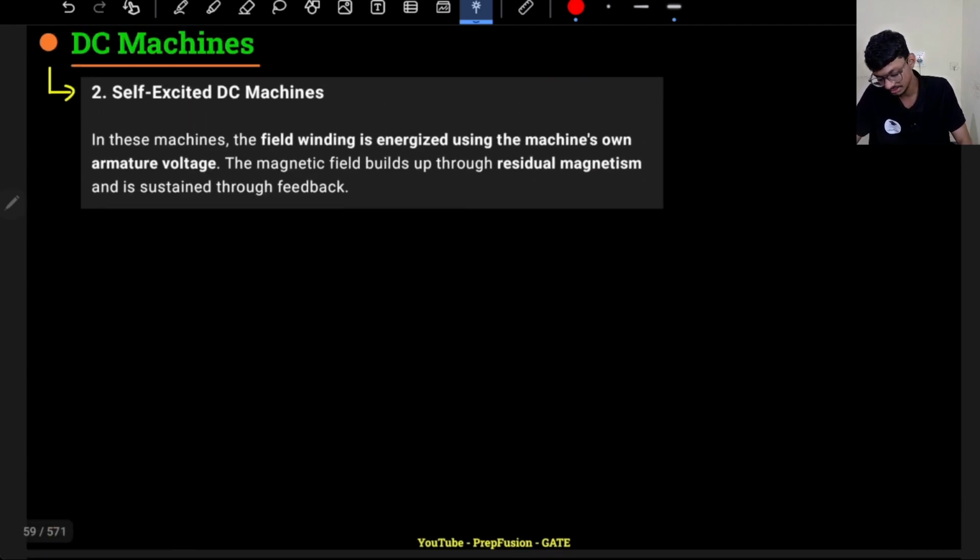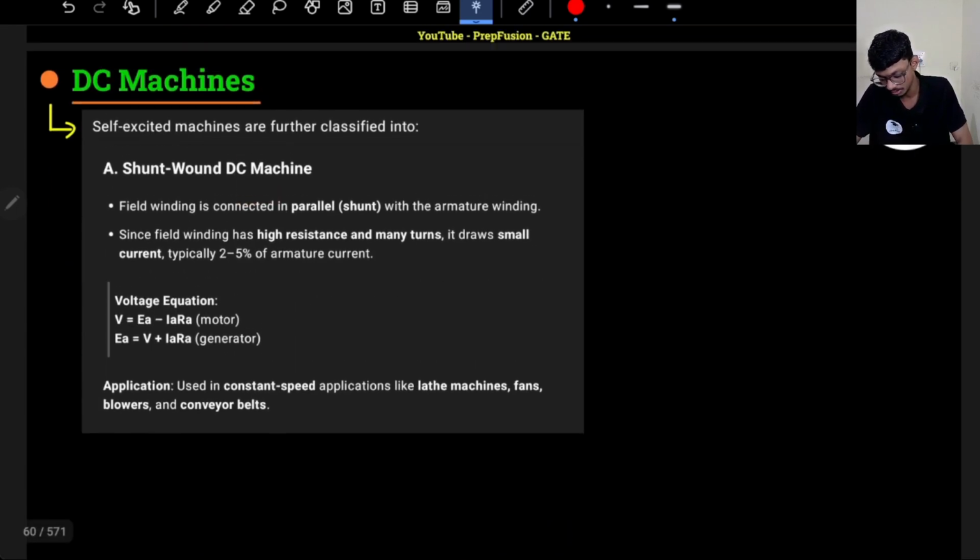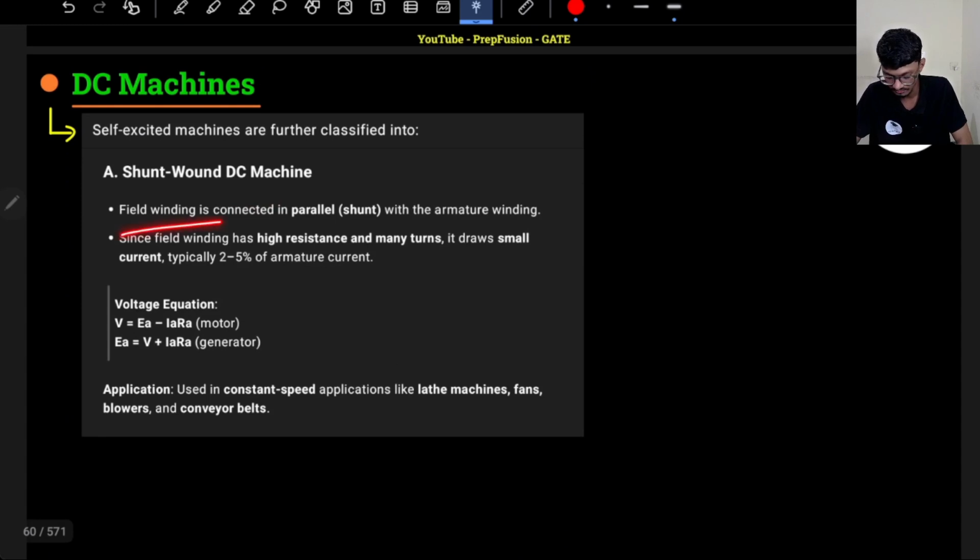Okay. So these are the self-excited machines. In these, the field winding is energized by the machine's own armature voltage. The magnetic field builds up through residual magnetism. We will discuss residual magnetism later on, don't worry about these things. So this is the shunt wound machine, where the field winding is connected in parallel, shunt, with the armature winding.